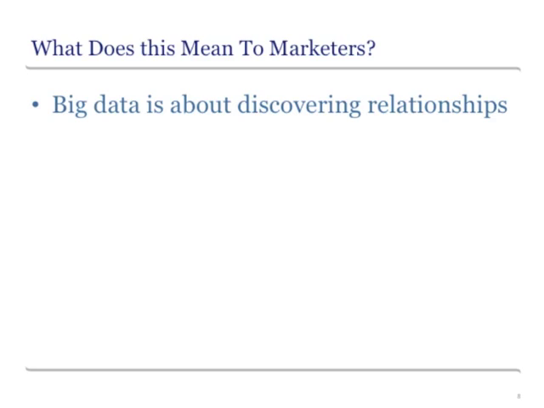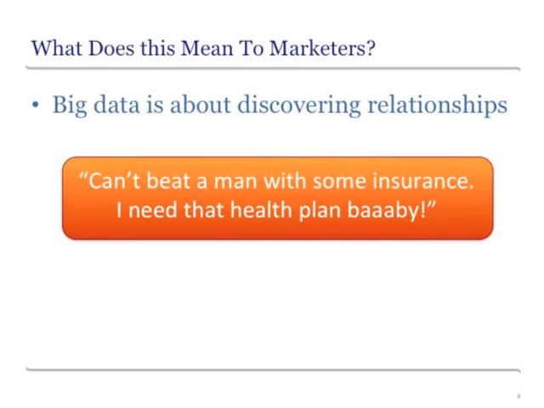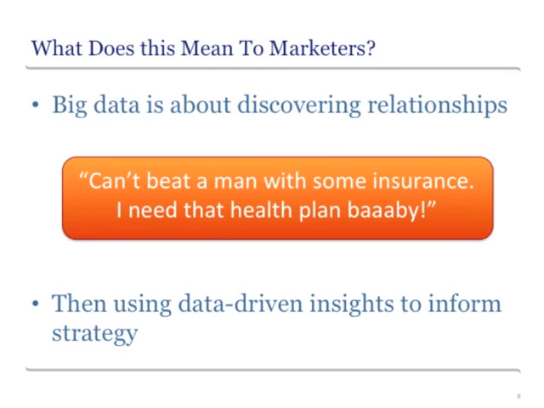So here's a real life example. This is one of the tweets that we got the other day. It says, "Can't beat a man with some insurance. I need that health plan, baby." Okay, so that's pretty funny, but in this tweet, there's a relationship. Obviously, someone is drawing a relationship between having a significant other with health insurance and a positive outcome. Okay?